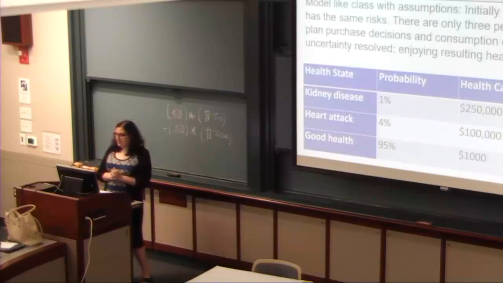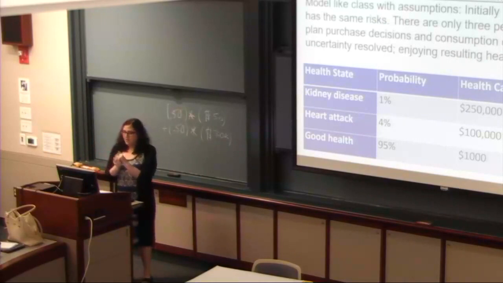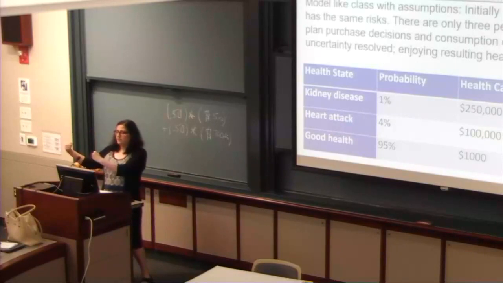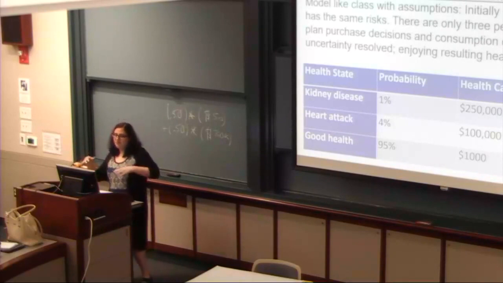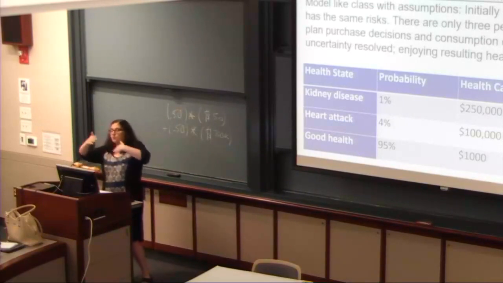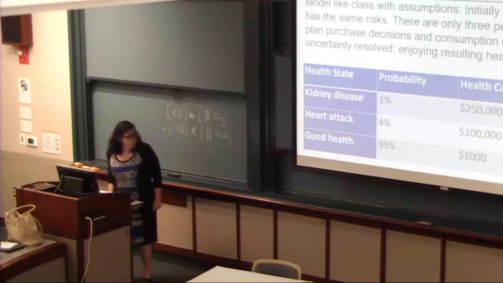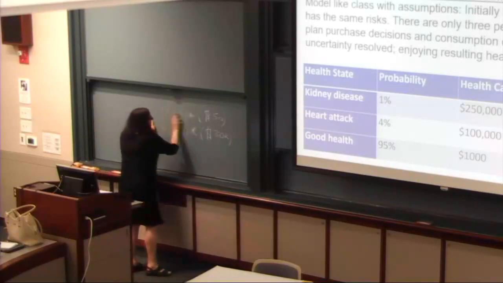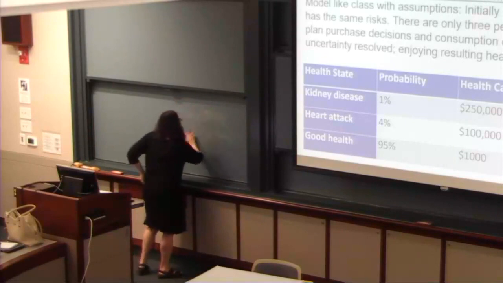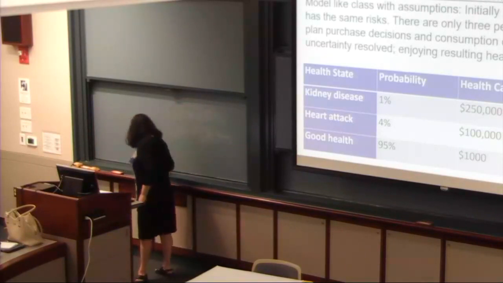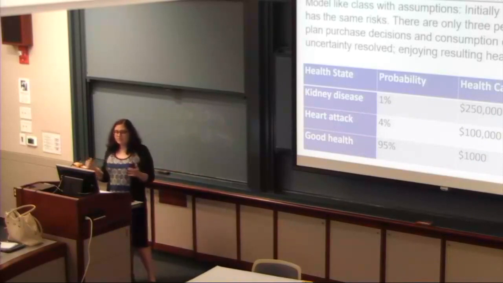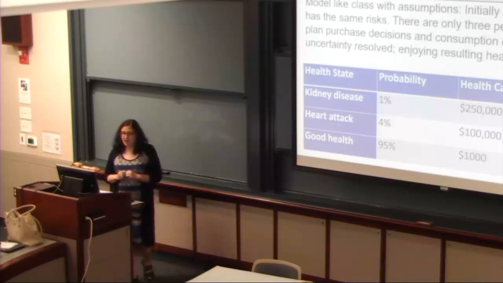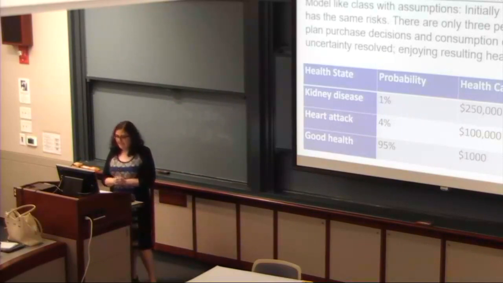So I have only three periods in this model. Ex ante, when there's uncertainty, where you make your plan purchase decisions and you enjoy consumption of non-health stuff. Then the uncertainty is resolved, then you enjoy your resulting health, and in the kind of ambiguity, you're still enjoying your consumption of non-health stuff. So now, the percentages are not the share of the population. We have a uniform population. And it's just your probability of ending up in a particular state.